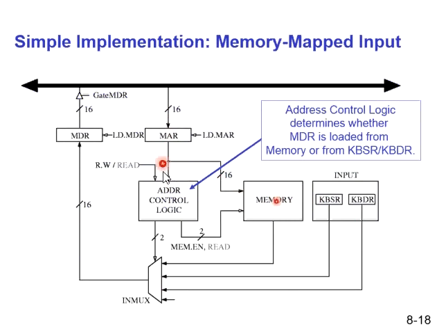And we use address control logic to control this. Address control logic determines whether the MDR is loaded from memory, from KBSR, or from KBDR.